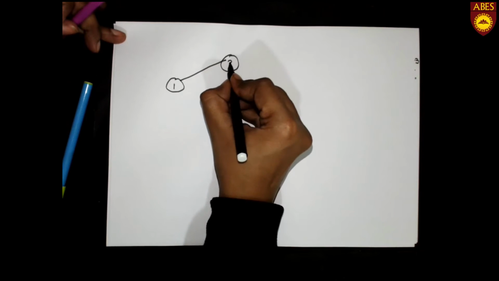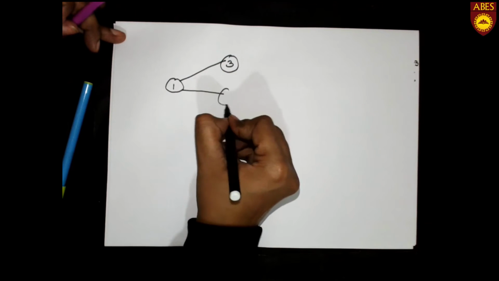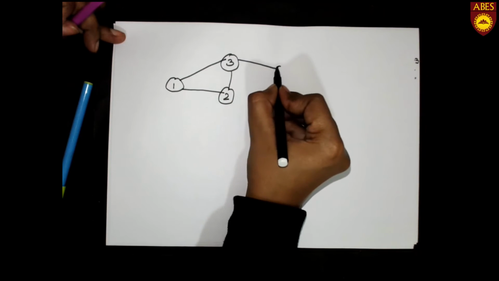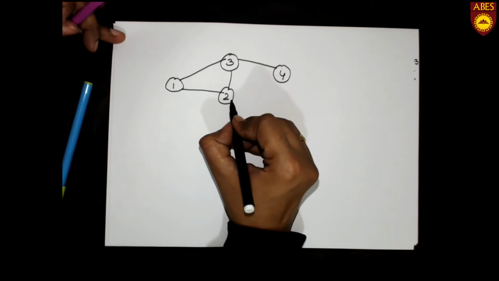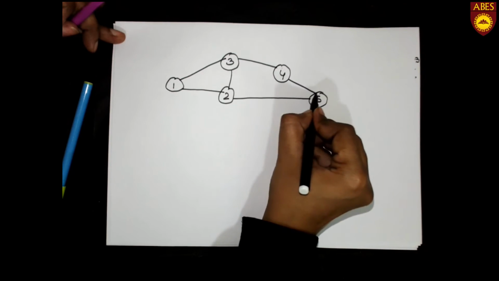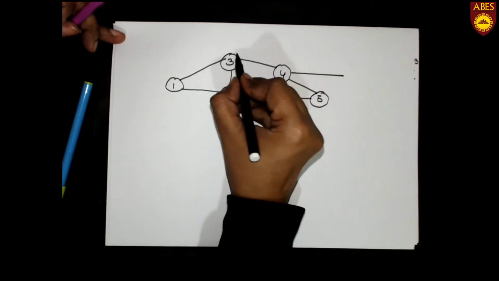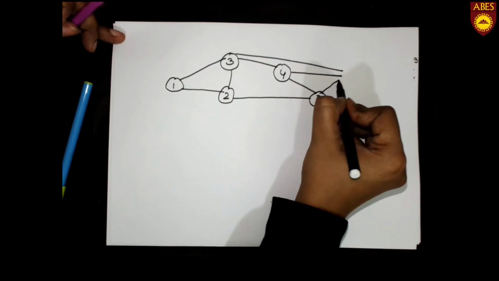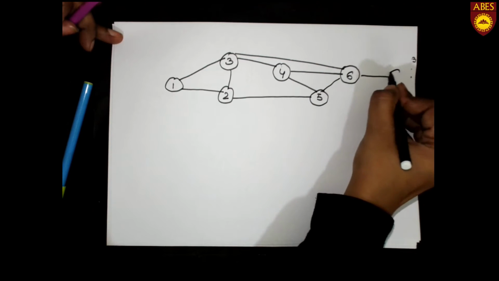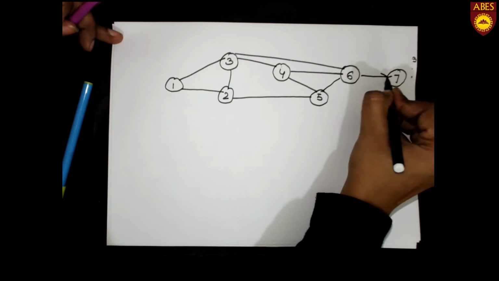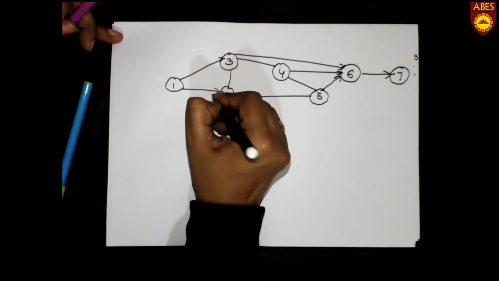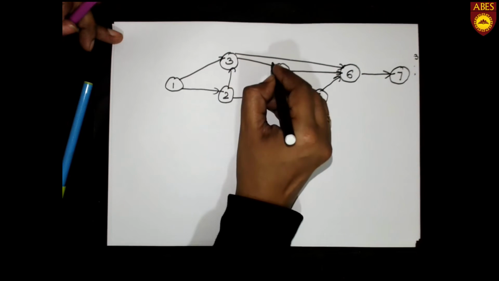This is second activity. This is how they are connected. Fourth, fifth, this is sixth, and this is seventh. These are arrows. Arrows are always from left to right.